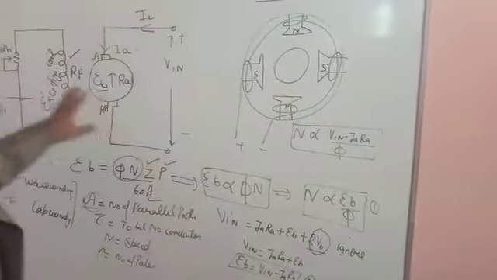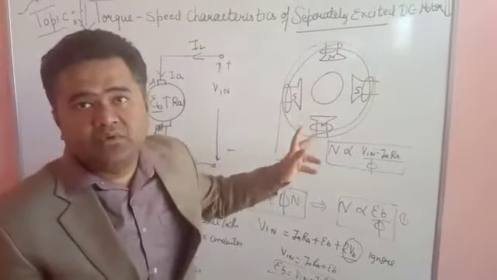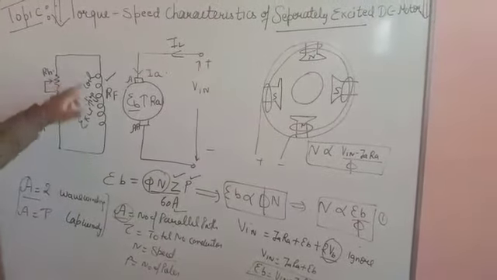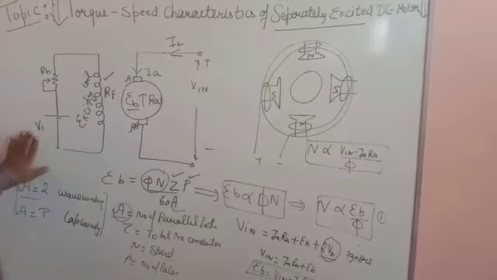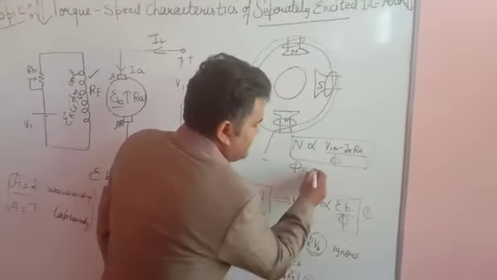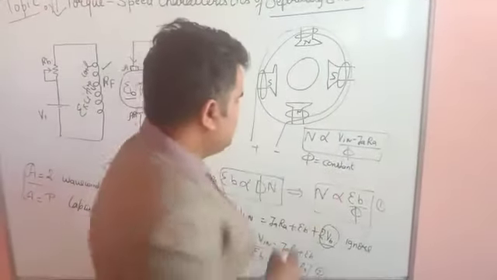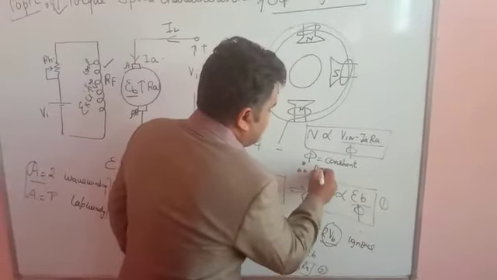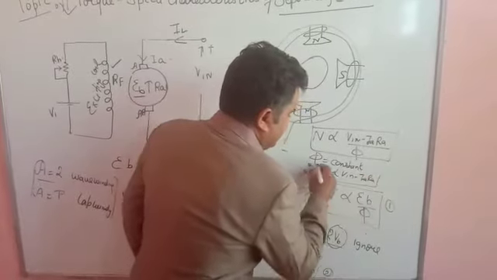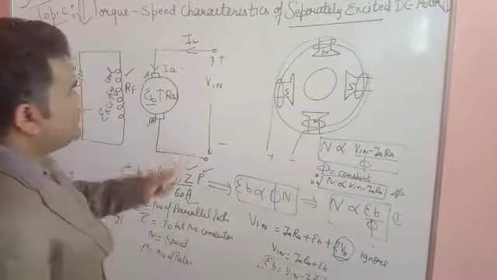Now, talking about the flux that is produced by exciting the poles. The current flowing through the exciting coil is fixed because we have separately excited with the help of a battery. Now the flux remains constant. Phi remains constant for a small value of current. Therefore N is directly proportional to V in minus IA RA. Remember this equation, it's very important. Now I am going to plot the curve.